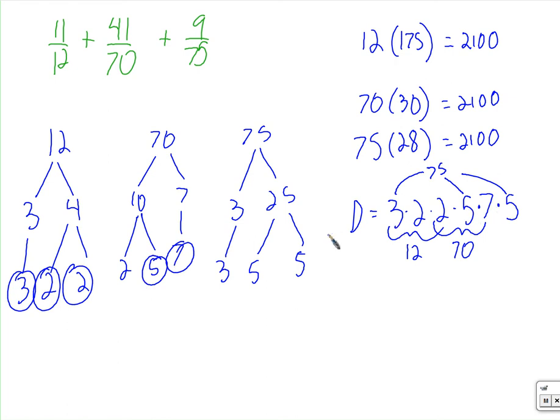Okay, then I come over here to 75. I need a factor of 3. There was already a factor of 3 here. I need a factor of 5. We already picked up a factor of 5 from 70. I need a 5 and a 3, so I do need another 5. So there we have it: 3 times 2 times 3 times 5 times 7 times another 5 gives us the smallest number possible that 12, 70, and 75 all go into.